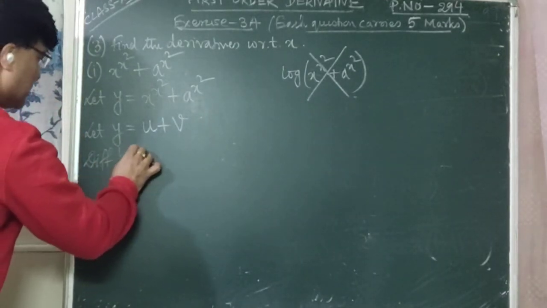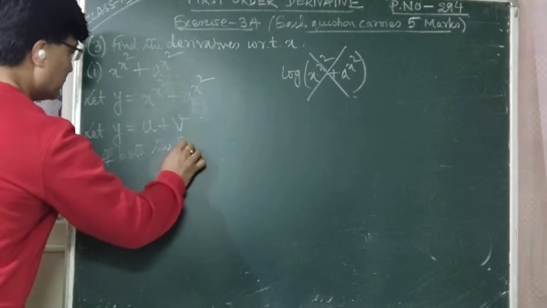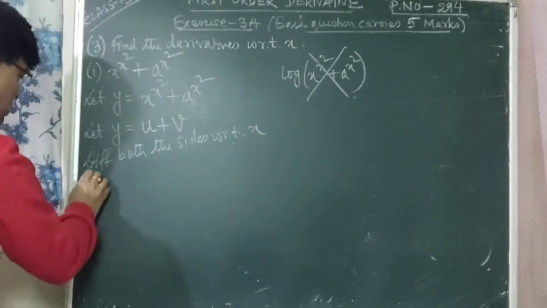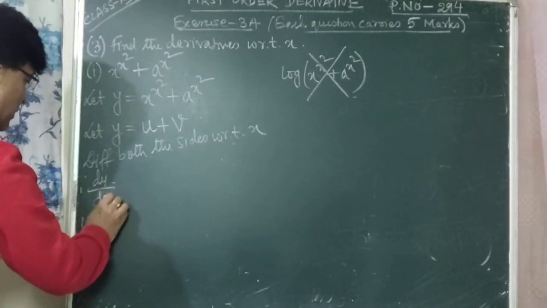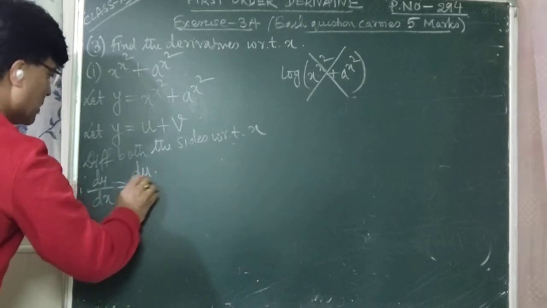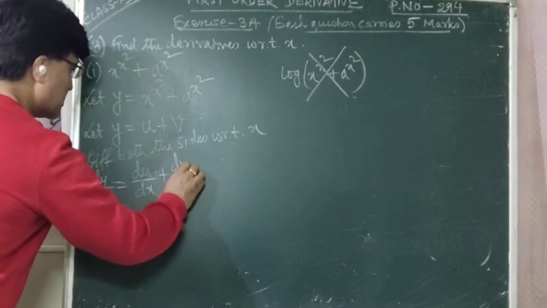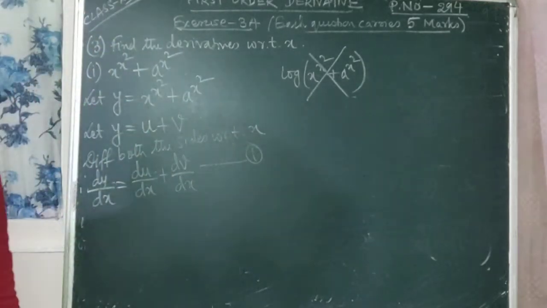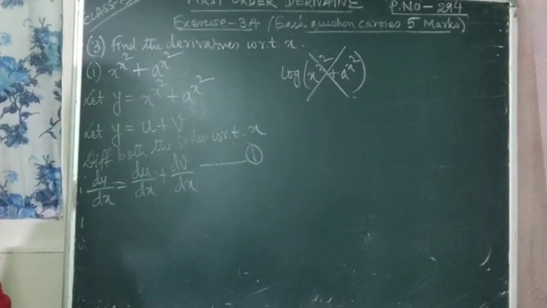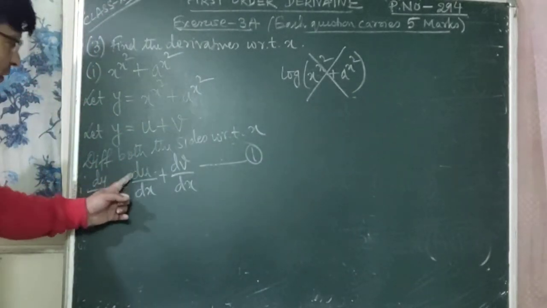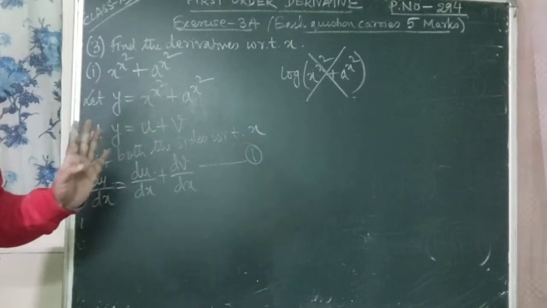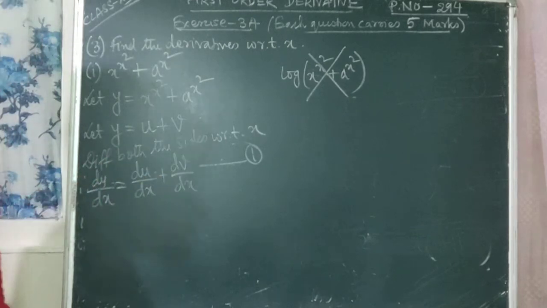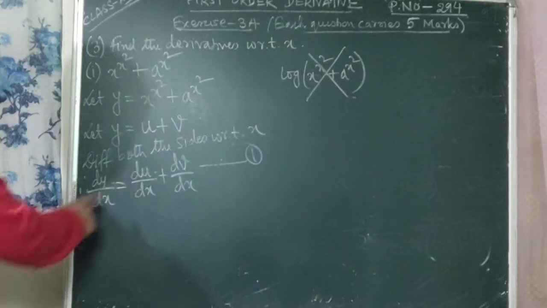So differentiating both the sides with respect to x. So what do we get? This is dy by dx is equal to du by dx plus dv by dx. So let us mark it number 1. Is that clear? So now what we'll do here is, let us find out the value for du by dx and dv by dx first. Then you can put those values of du by dx and dv by dx in 1 to get the value for dy by dx. So let us find out first du by dx.